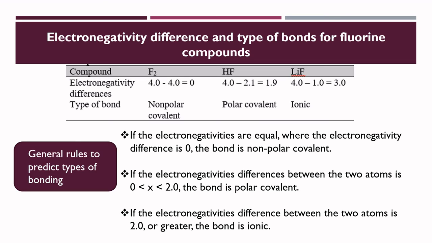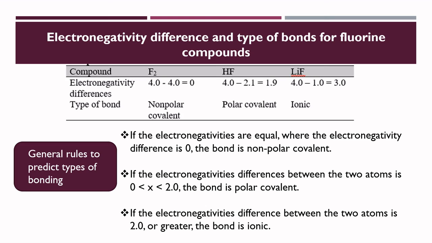Now let's look at the polarity, the electronegativity difference, and how it can influence the type of bond for fluorine compounds. Looking at the table, the first one is fluorine gas, F2, which uses the same atom. The electronegativity difference is 4 minus 4, which equals 0, so the type of bond is non-polar covalent.